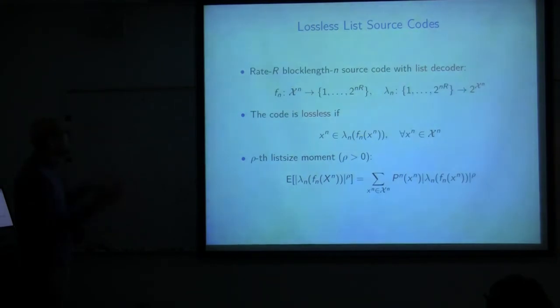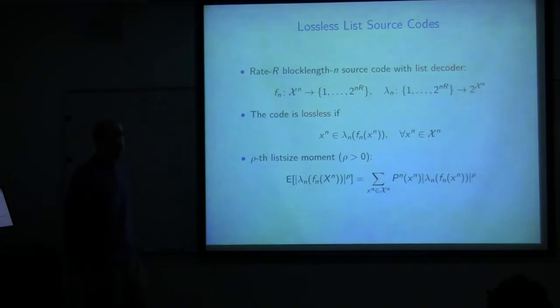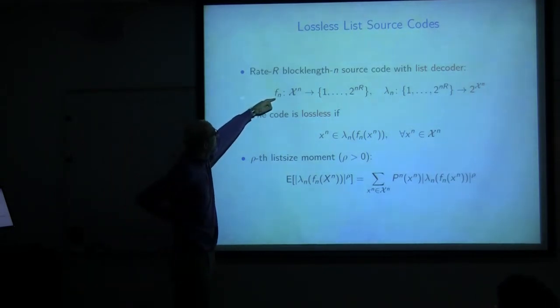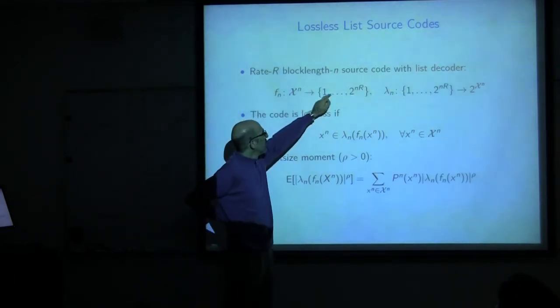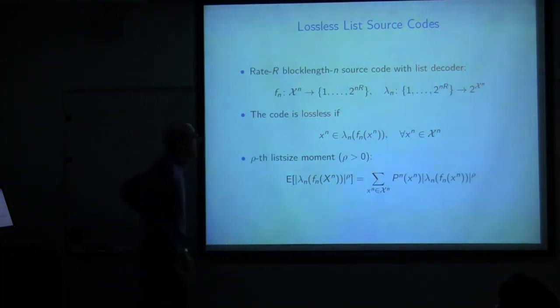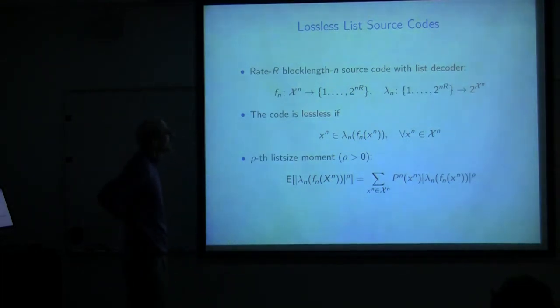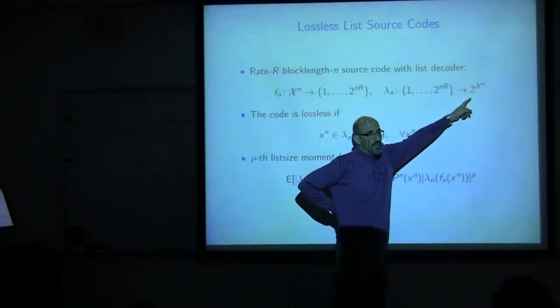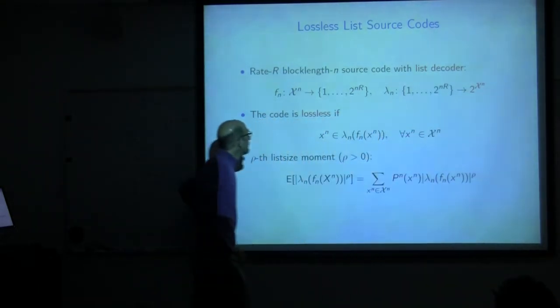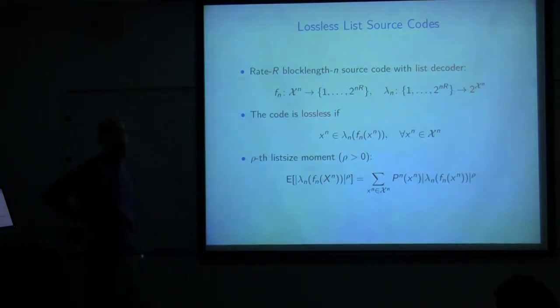Okay, so let me give you a more precise definition of the problem that we have. As I said, a source sequence is generated IID according to a distribution P. We describe it using nR bits, so this is the encoding function. It's a mapping from the n-length sequences to 1 through 2 to the nR, so nR bits. And now we have a reconstruction or a decoding, which is a mapping from these bits into subsets of source sequences. And we insist that the code is going to be lossless.